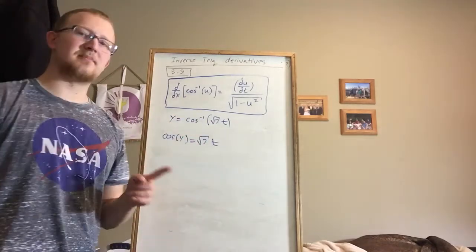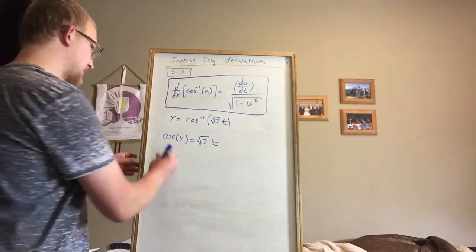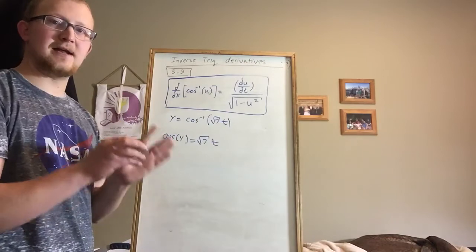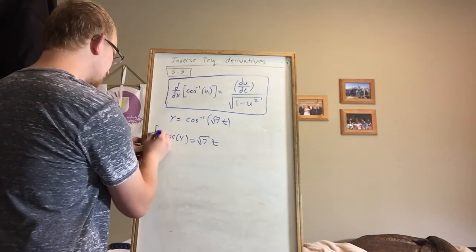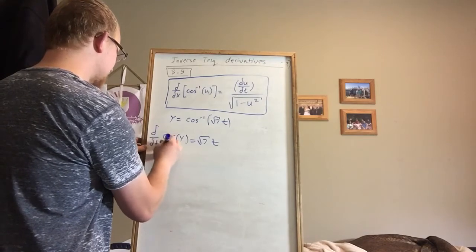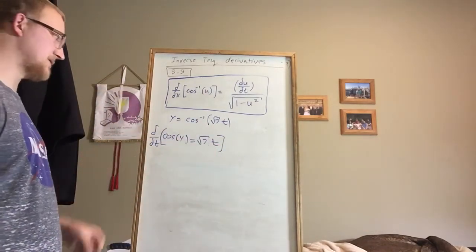Well, now the next step is we're going to use that implicit differentiation stuff. I've got a video on that. If you haven't seen it yet, definitely go and watch it. So I'm going to take the derivative of both sides with respect to t. So d/dt of both sides.